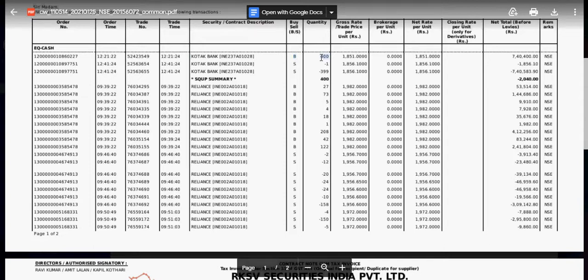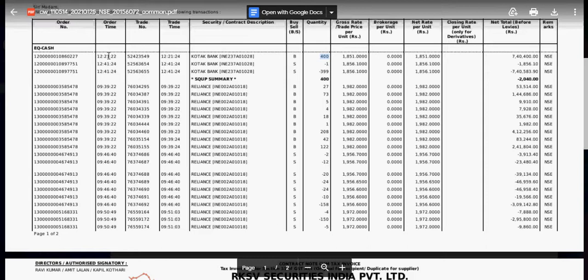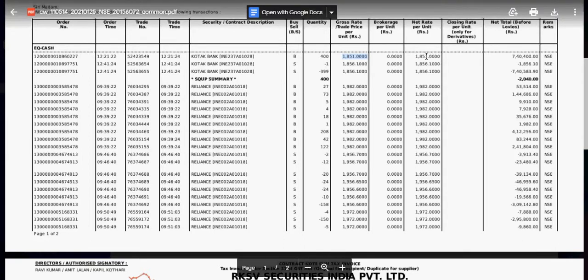The quantity is written. So basically I bought 400 shares of Kotak at 12:21 p.m. in the afternoon. The price is written as 1851. So basically I punched in a limit order of 1851 and it got executed at 1851. And then this is the total amount of money I had to pay. Of course, I was doing intraday trading, so the actual margin amount was a lot lesser than this. Then the last column shows the exchange which I have used for trading. Generally I only use NSE, so all the trades are in NSE.